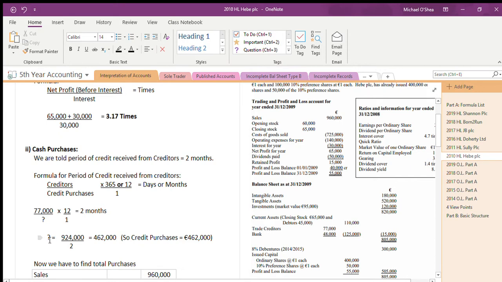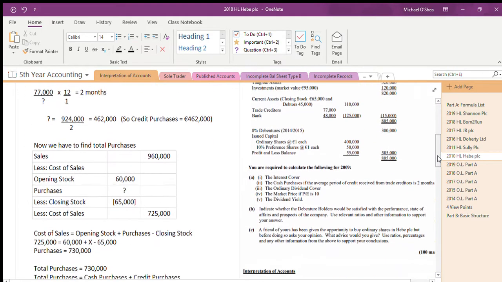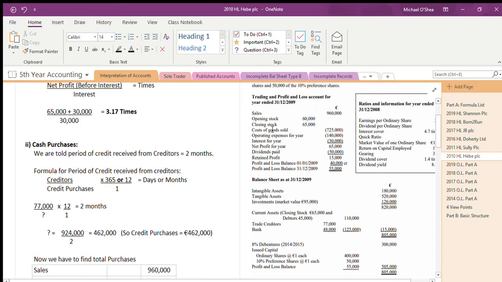I can then find my missing figure, which is going to be my credit purchases, as I do not have that figure. My credit purchases works out at 462,000. I have credit purchases, and I need to find cash purchases. Therefore, if I have my total purchases, take away my credit purchases, all I'll be left with is cash purchases. So, how do I find total purchases? Because I'm not given it here.